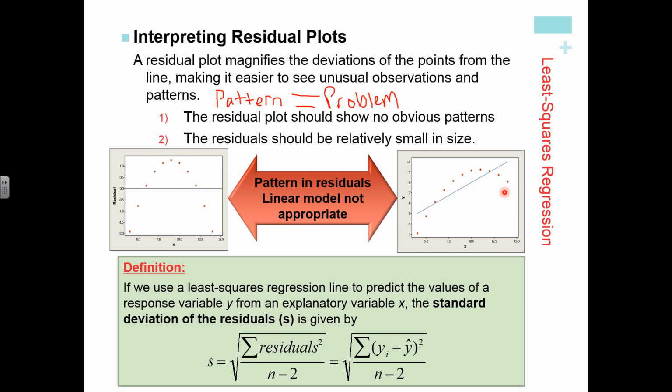We can also figure out the standard deviation of our residuals. The formula for the standard deviation is given right here. Now remember, what does that mean? Standard deviation is the average amount that your values will be from the mean. So I'm looking at the average residual, and I'm saying how far my data values differ from that residual.